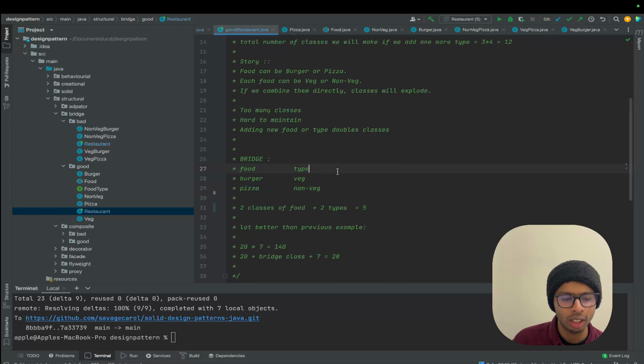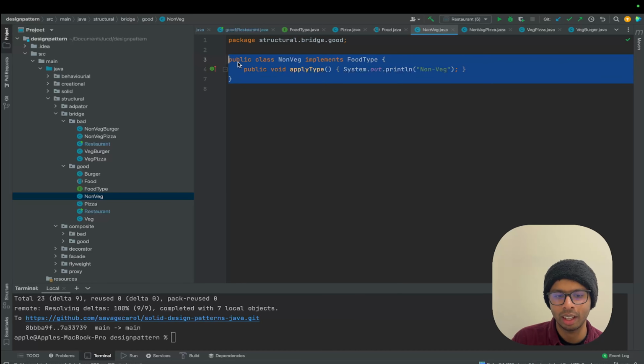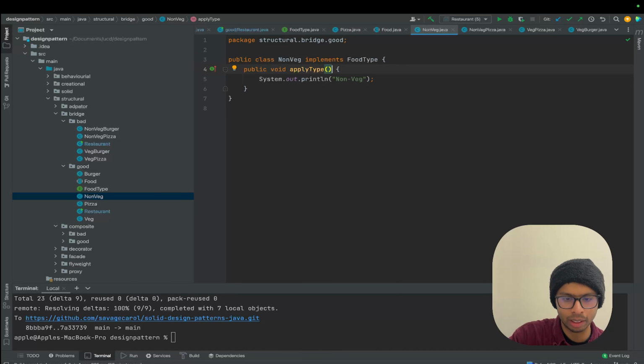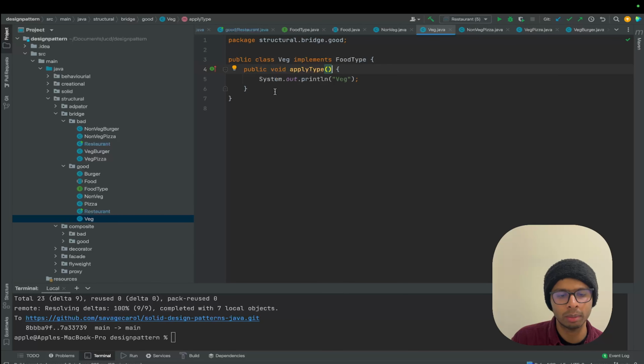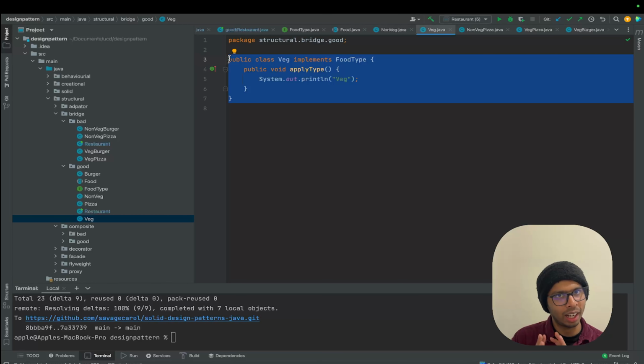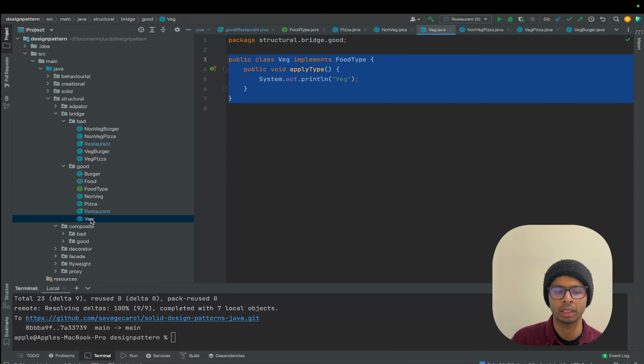So first of all, we'll go to this type interface. This is the food type, and the type is going to be implemented by veg and non-veg. So let's go to this non-veg class, which is saying I am the non-veg class that is implementing the food type. It is saying non-veg, and the veg class that is implementing the food type is saying that I'm veg. I think this is pretty clear. We have just completed three classes: food type, non-veg class, and the veg class.